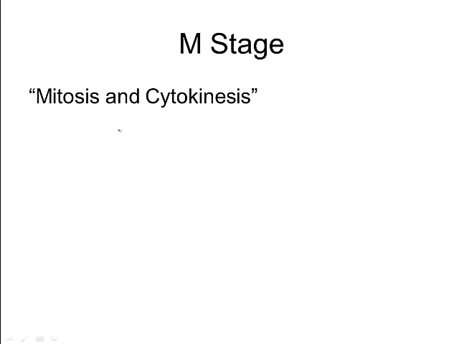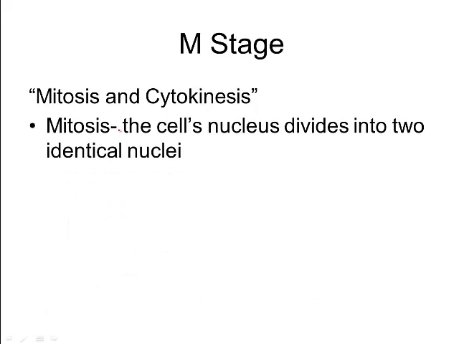Once it has gotten the signal that everything is okay and it's all ready to go, then we enter M stage. M stage stands for mitosis and cytokinesis. During mitosis, the cell's nucleus is going to divide into two identical nuclei. So mitosis is actually the division of the cell's nucleus. It is not division of the cell itself. So the nucleus makes a copy of itself.